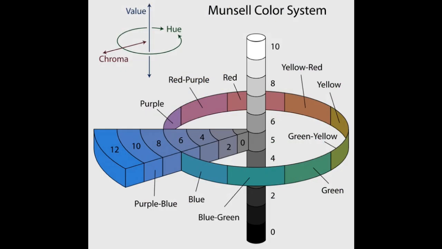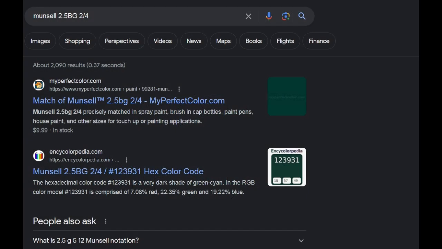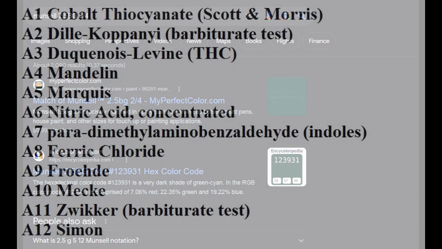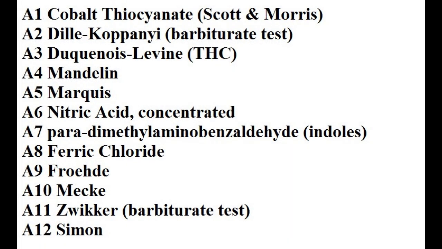The Munsell color system is a bit more complicated, although Wikipedia has a good article on it if you're interested. All you really need to know is that you can type the word Munsell followed by the color coordinates in Google, and you'll be able to see what it looks like. That's pretty handy, right? So the 12 tests that this document describes are on your screen here.